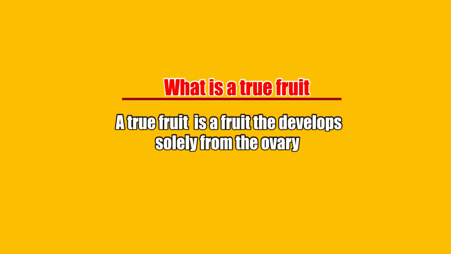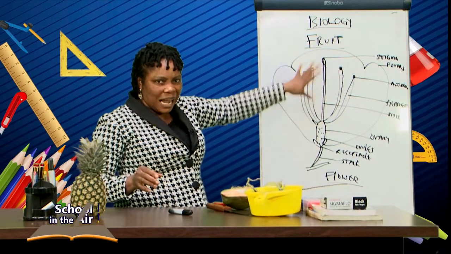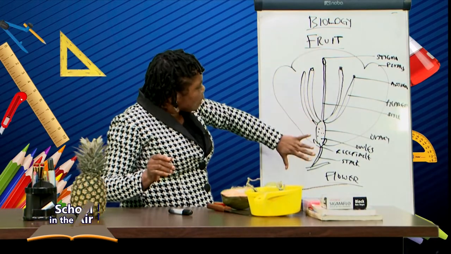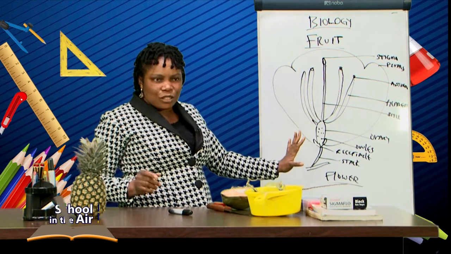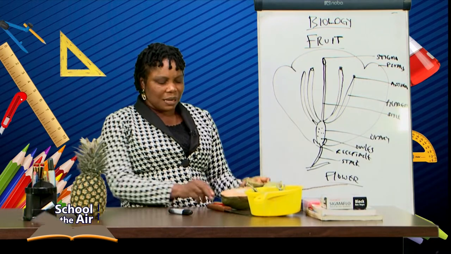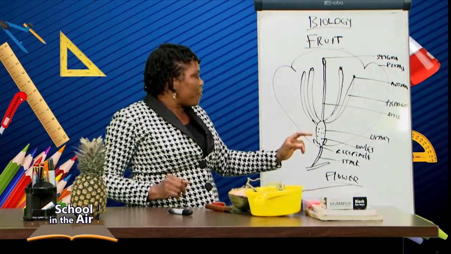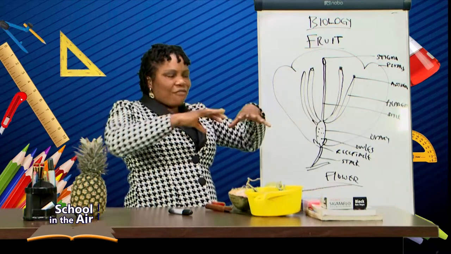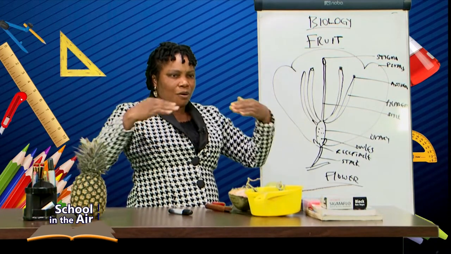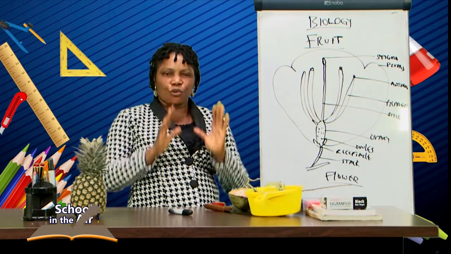What is a true fruit? A true fruit is a fruit that develops solely from the ovary. If the fruit develops only from the ovary of the flower, remember our diagram, only from the ovary, no other part of the flower is added to it, that kind of fruit is a true fruit, like the mango fruit, like the tomato fruit, like the coconut fruit. They come solely from the fertilization of the ovary. Every other part of the flower will wilt away and die off, but the ovary will grow to form this fruit. So these fruits are called true fruits.